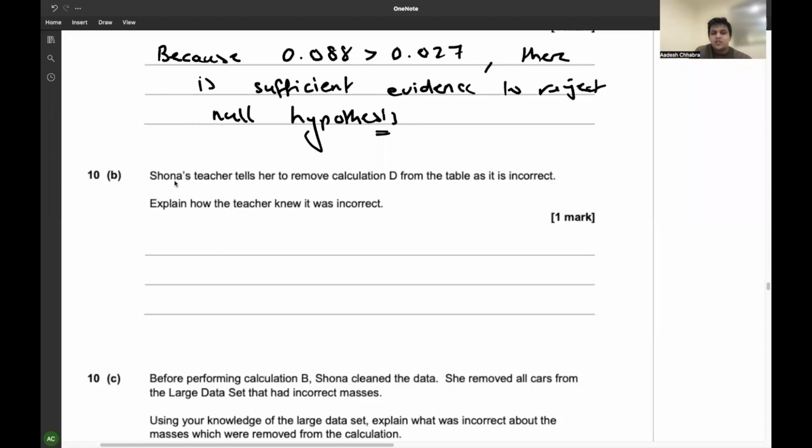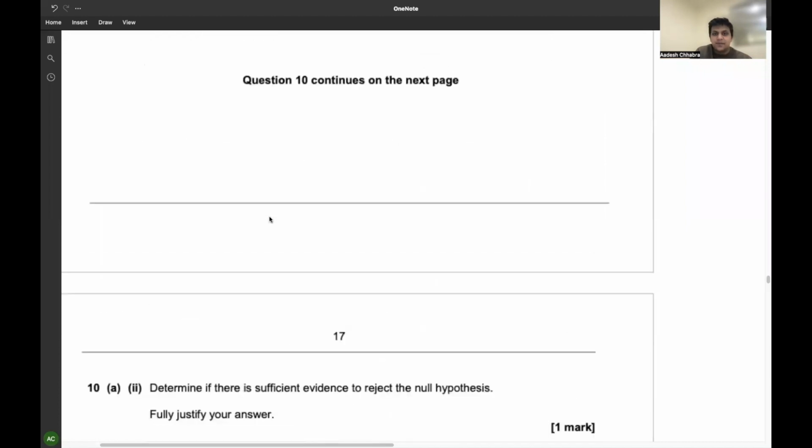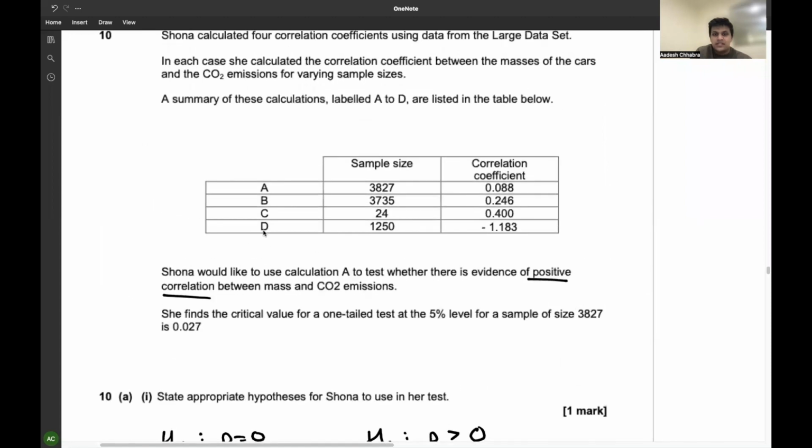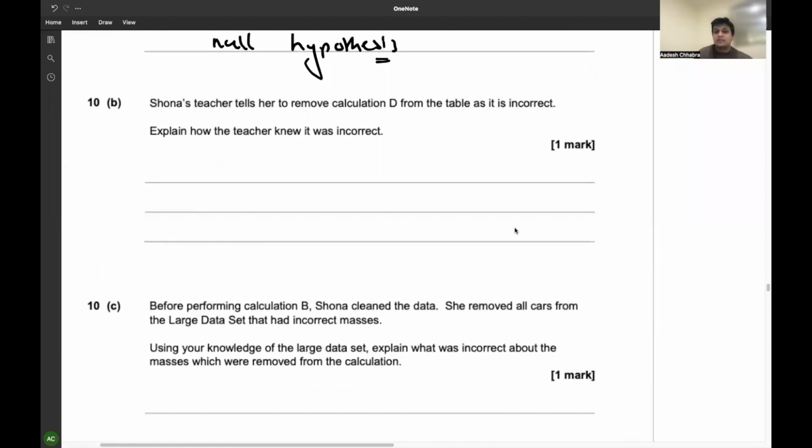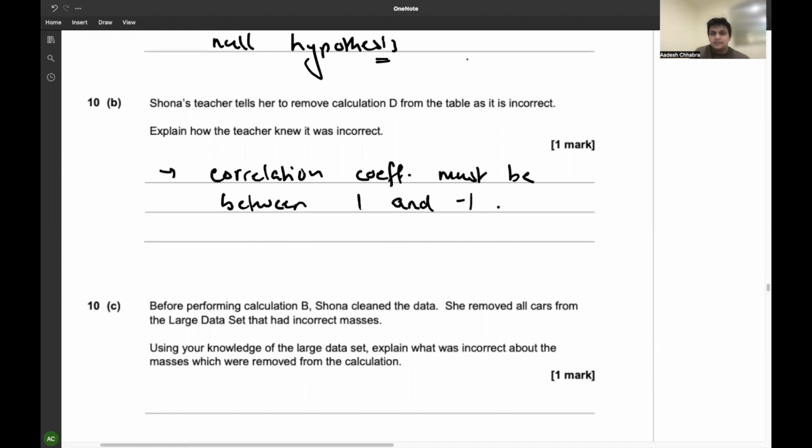So for question 10B, Shona's teacher tells her to remove calculation D from the table as it is incorrect. And we've been asked to explain how the teacher knew it was incorrect. So if we go ahead and look at the correlation coefficient for D, it's minus 1.183. And it's quite clear why this is incorrect. Well, that's because the correlation coefficient must be between 1 and -1. So that is why the teacher knew it was incorrect. So essentially, the correlation coefficient must be between 1 and -1. And that is our answer.